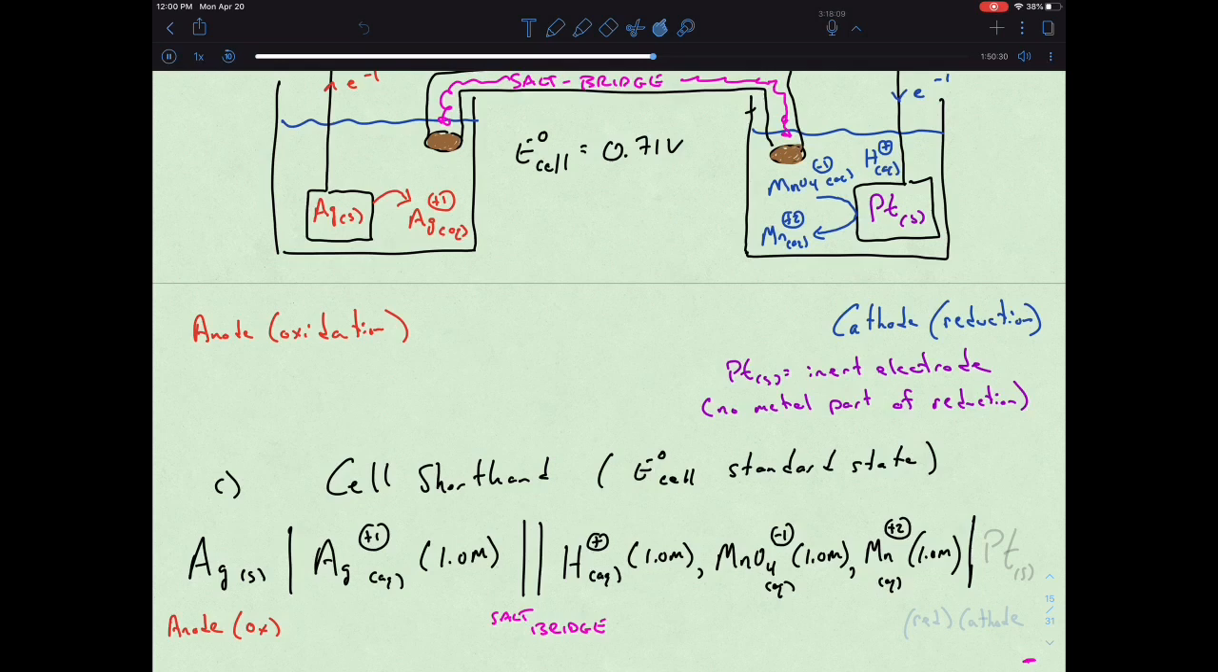And then we have our vertical line to indicate the change of phase, now going to the solid state, and so that would be our platinum, our inert electrode, but that is our cathode, or site of reduction. So that is the cell shorthand for this particular process. Again, just a shortened version of what we see above.